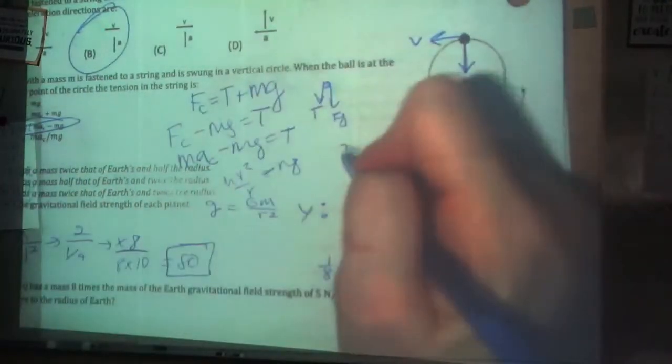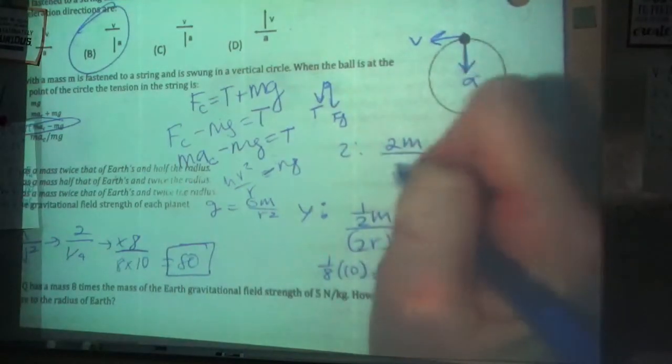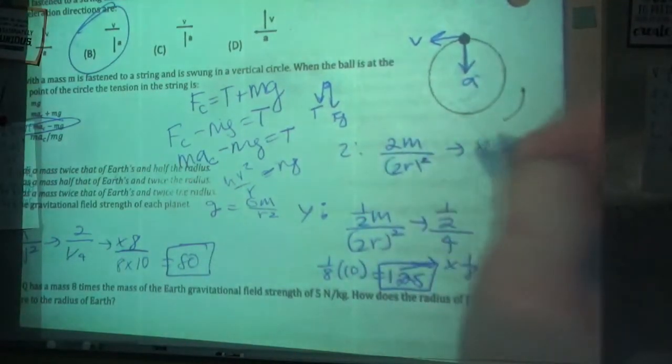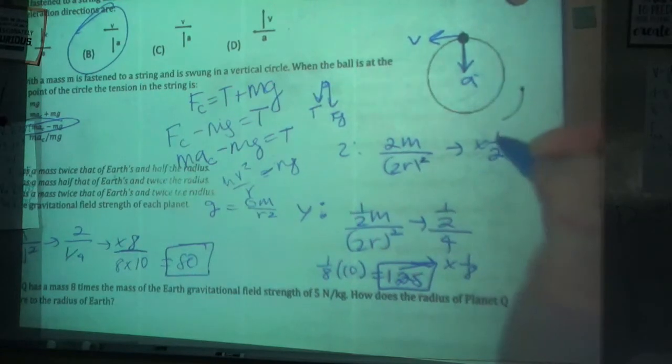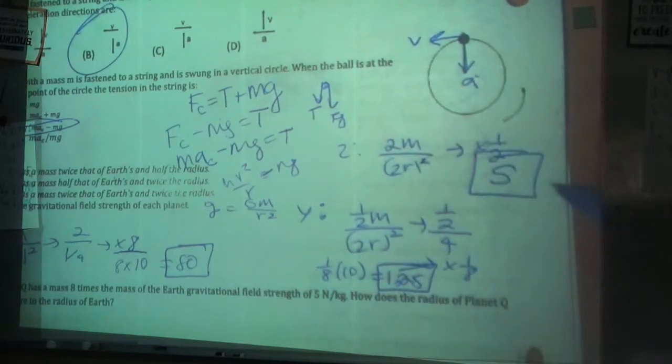And then lastly, planet Z, twice the mass and twice the radius. That gives me times 1/2. 1/2 of Earth's, which is 10, gives me a gravitational field strength of 5 then.